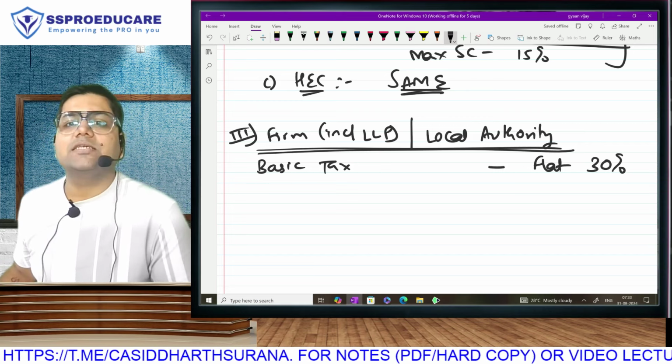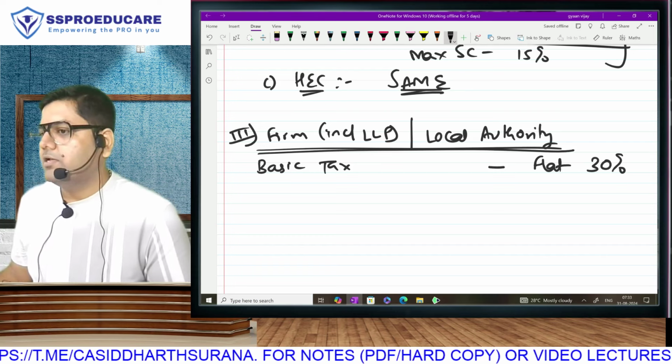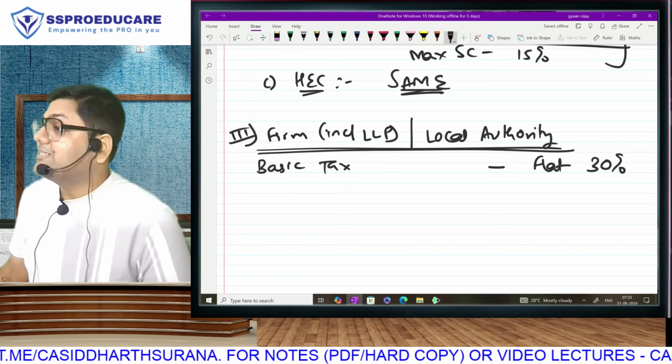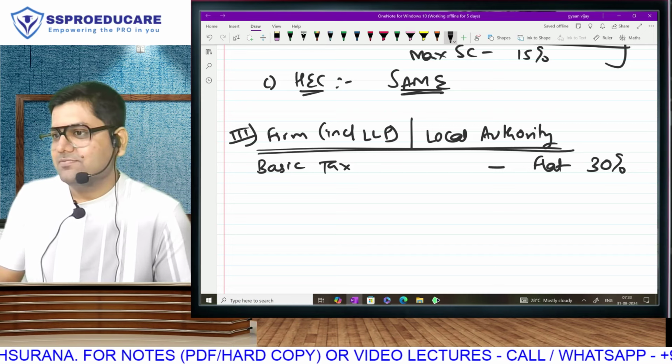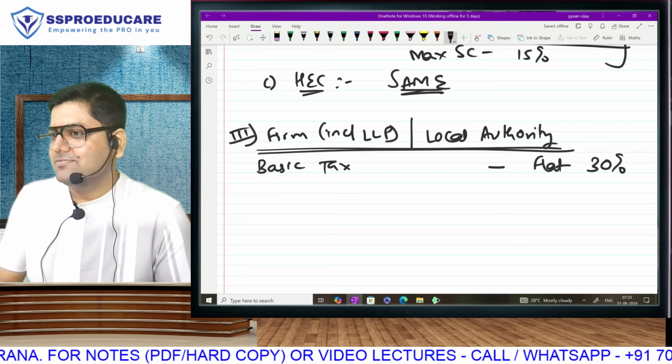Every rupee will be taxable at a flat rate of 30%. As an assessee, it is harmful. They don't get slabs, they don't get 5%, 20%, it's directly 30%. But as a CA student, this is good news for you. How?